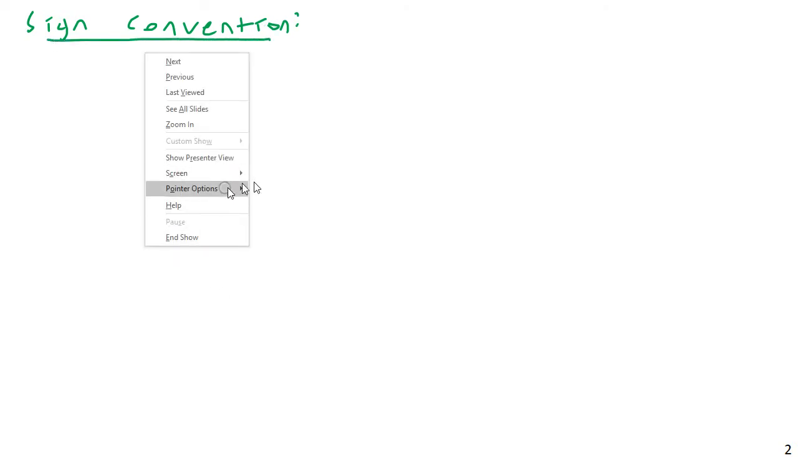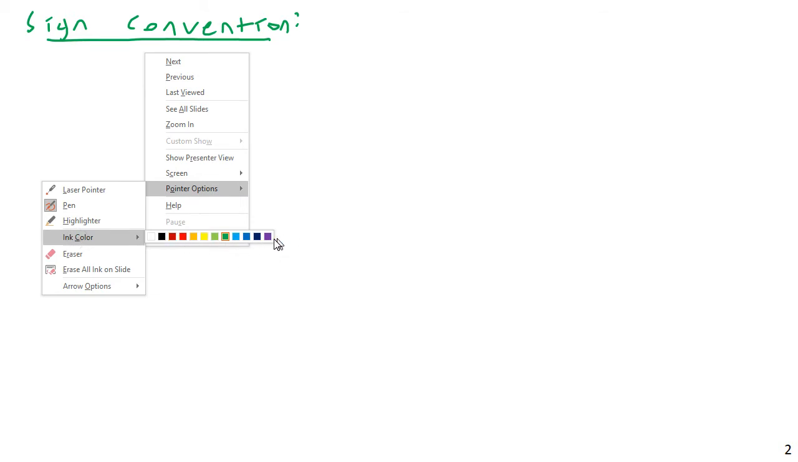So let's look at sign convention. We need to define positive shear and positive moment.